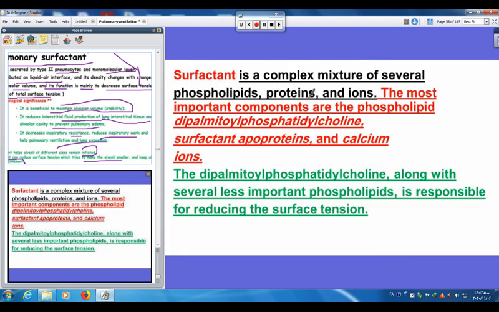Surfactant is a complex mixture of several phospholipids, proteins, and ions. The most important components are the phospholipid palmitoylphosphatidylcholine, surfactant apoprotein as well, and calcium ions. The palmitoylphosphatidylcholine, along with several less important phospholipids, is responsible for reducing surface tension. Okay, surface tension.